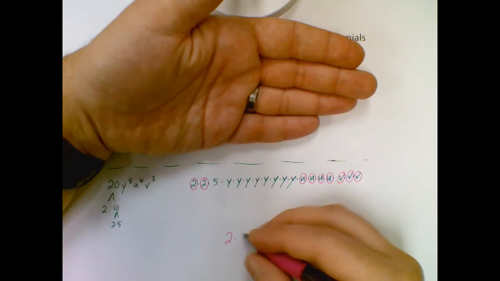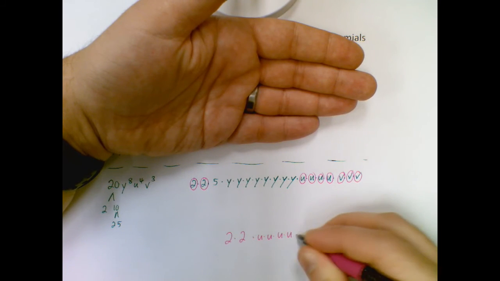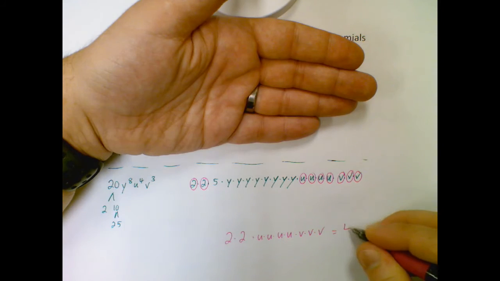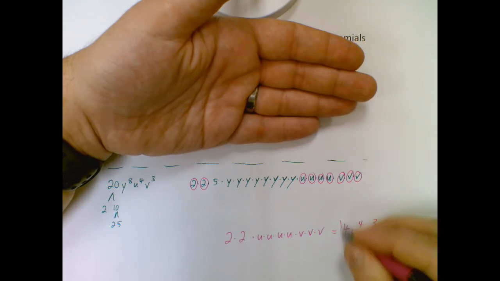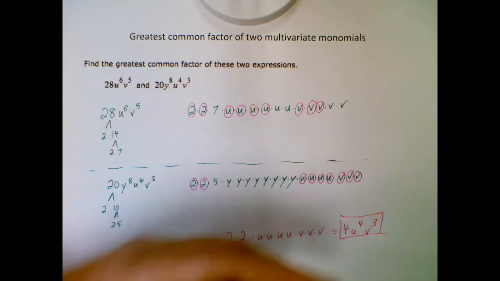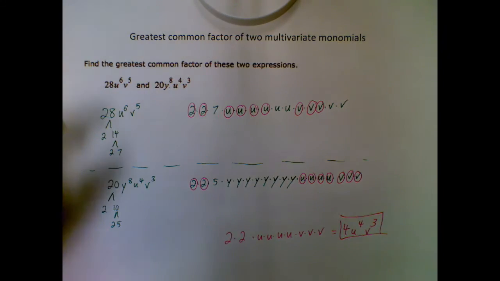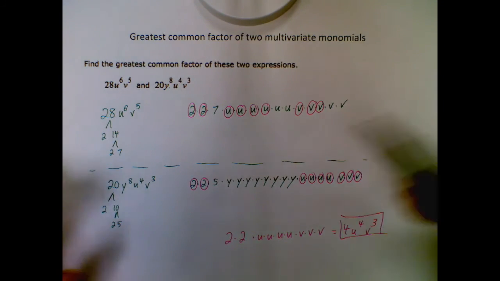So if I ignore, say, that top one, 2 times 2 times u times u times u times u times v times v times v. When I multiply all this together, I get 4u to the 4th v cubed, which is your greatest common factor. So another way you can approach this is you have to find the numbers like normal, but with the variables, there's another way of approaching it.